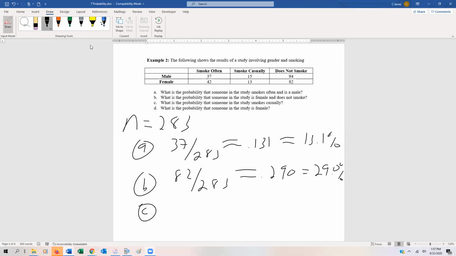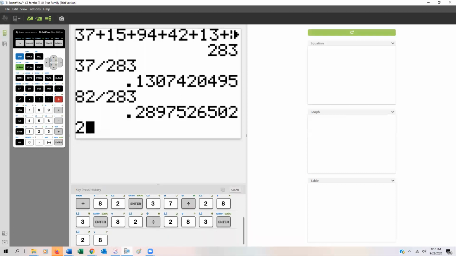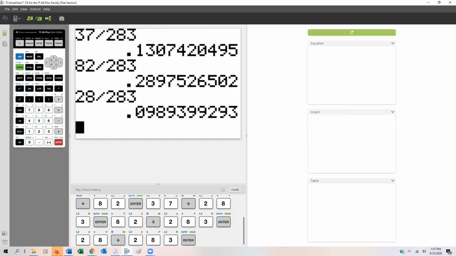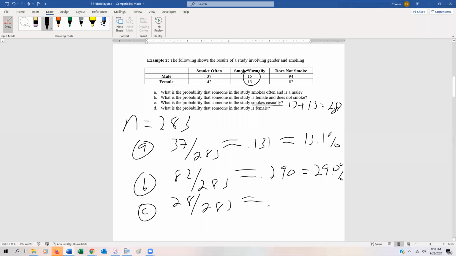So for instance, what's the probability that somebody in the study smokes casually? And that's all it says. It doesn't say male or female. So we're just going to add those up. We have 13 plus 15, which is 28 people that fit the criteria. So that would be 28 out of 283. And 28 out of 283 is going to give us roughly 0.099, or 9.9%.